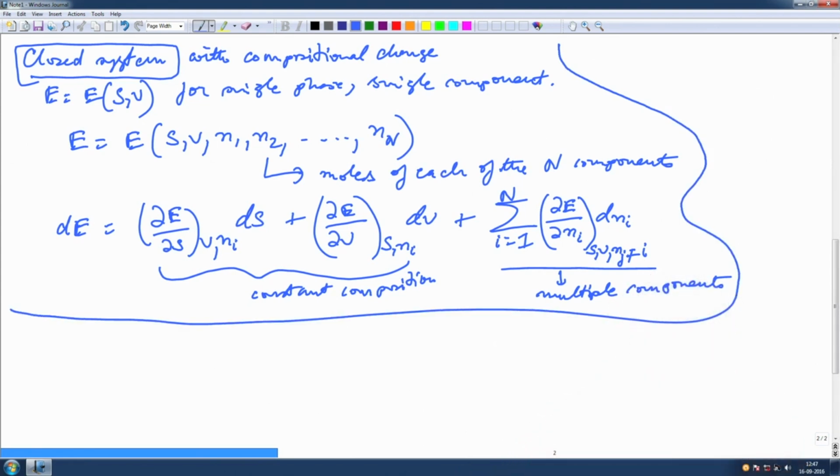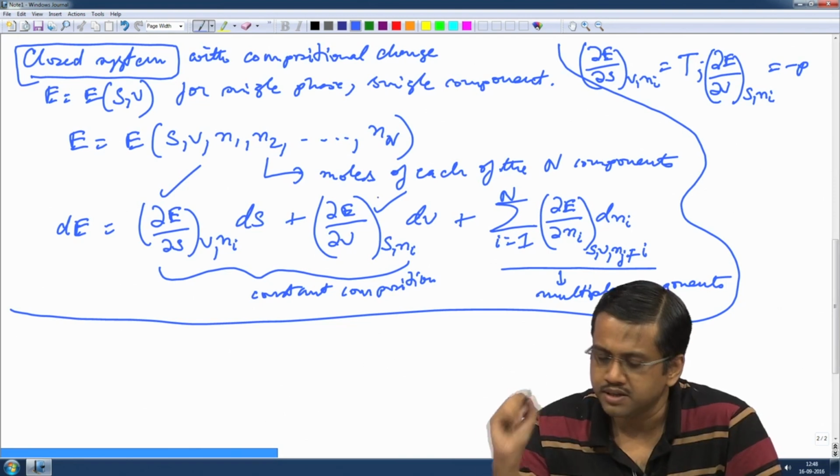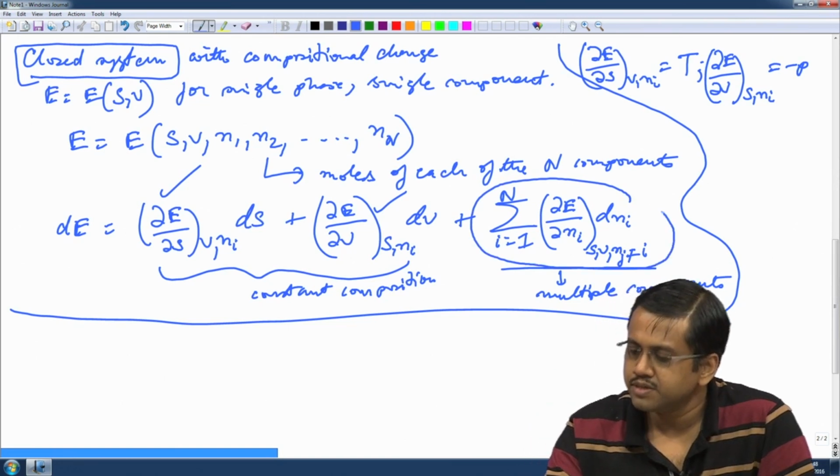Now, from our own knowledge of things, we already know that dE by dS at constant V and Ni is equal to T, and similarly dE by dV at constant S and Ni is equal to minus P. So, these two terms we know the nature of, that is the variation of internal energy with entropy for a constant volume and a fixed configuration of the number of moles of the components is basically nothing but temperature, whereas this particular term is nothing but the negative of the pressure. So, what about this last term? That is the most important part.